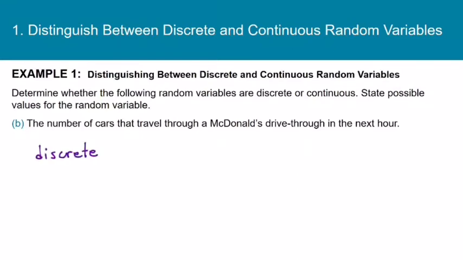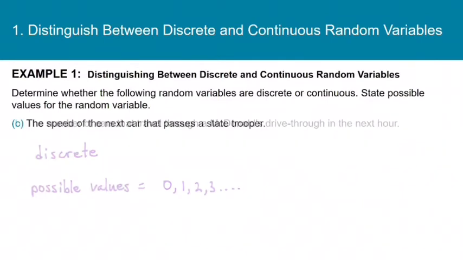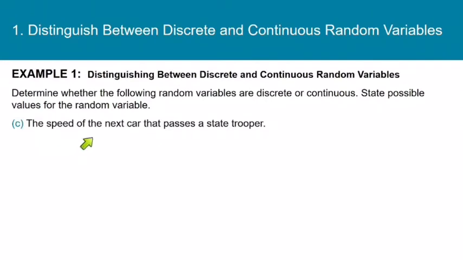So we need to say that this is discrete, and the possible values are all the whole numbers from 0 up. And then part C, the speed of the next car that passes a state trooper. Well, remember that one difference between discrete and continuous is that continuous data is measured where discrete data is counted. We measure speed, so we know that that's continuous.